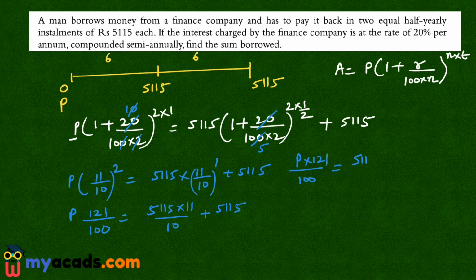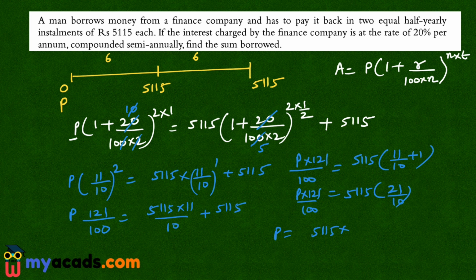Here I can take 5115 as common. What is left is 11 by 10 plus 1. This is 5115 into 21 by 10. This is P into 121 upon 100. So P is 5115 into 21 upon 10. This is 100 and this is 121. Now I can solve this and my answer will be approximately 8877. So 8877 is the loan that the person has taken from the finance company.